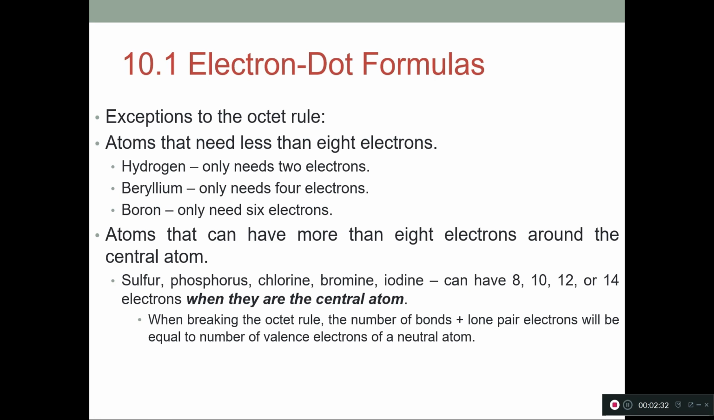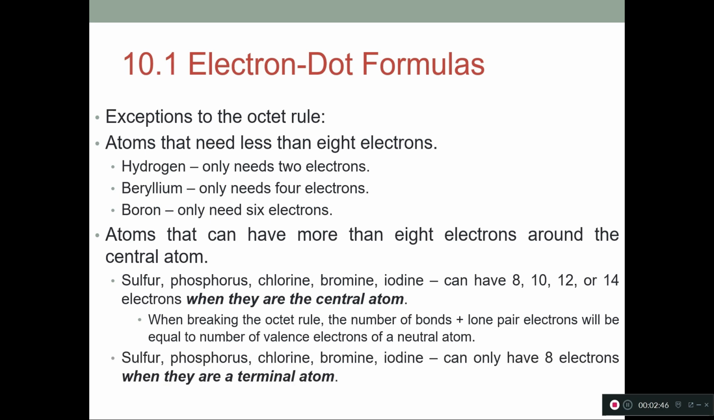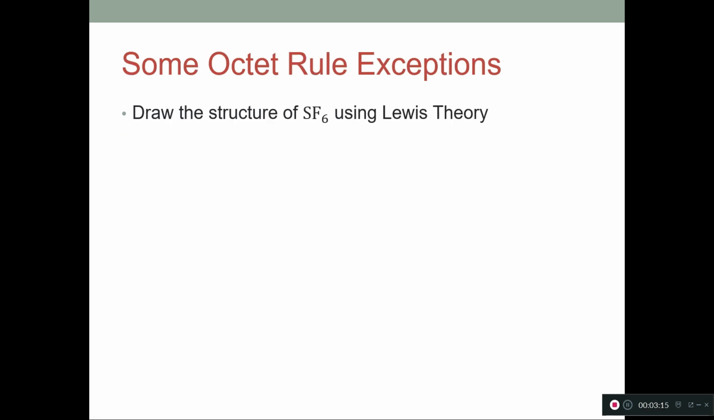And what we'll find is that when they are breaking the octet rule, the number of bonds plus the number of lone pair electrons will be equal to the number of valence electrons of a neutral atom. And we'll see how that looks here in a little bit. Sulfur, phosphorus, and chlorine, bromine, and iodine, though, can only have 8 electrons when they're a terminal atom. So this breaking of the octet rule happens when they're a central atom. When they're a terminal atom, they will still follow the octet rule. So let's look at a few instances of these atoms breaking the octet rule.